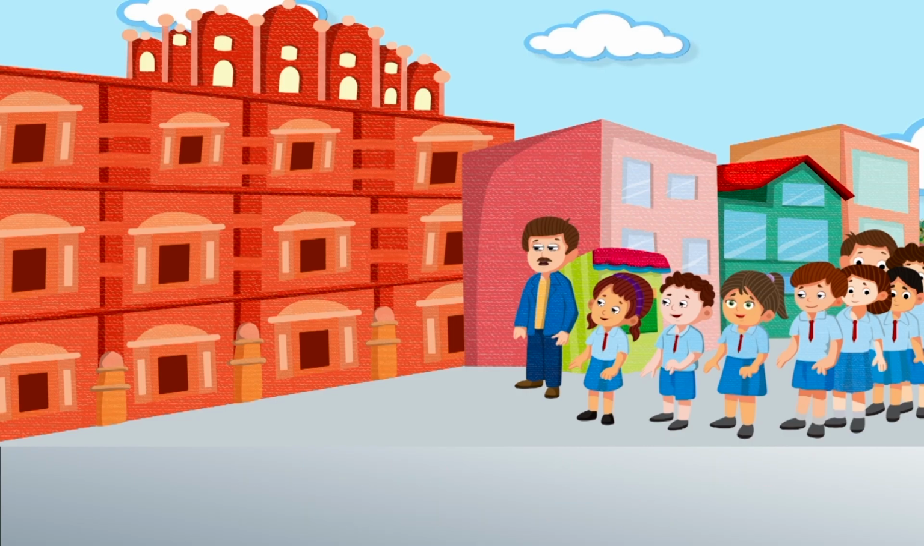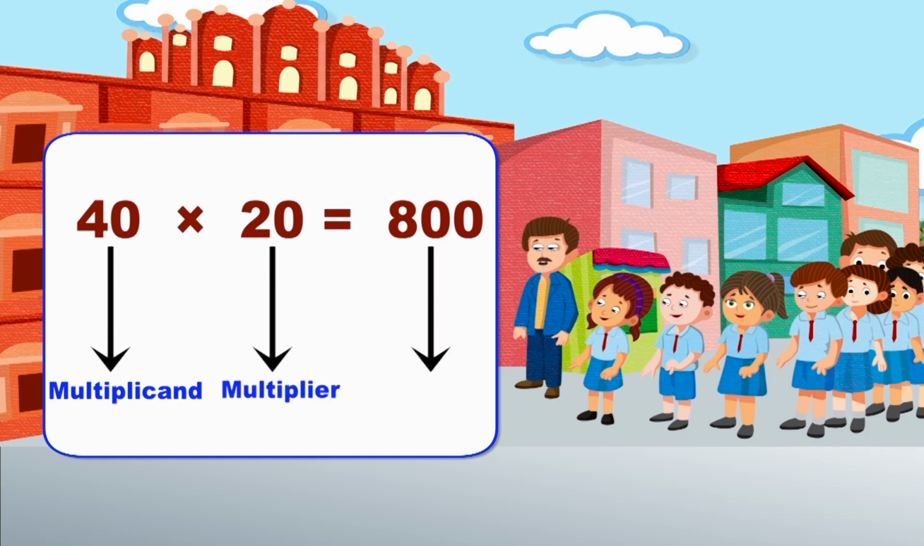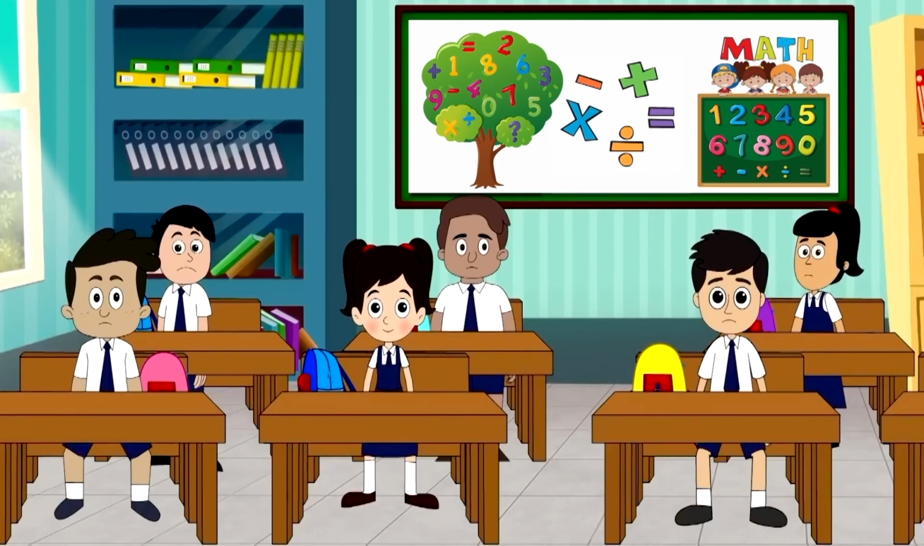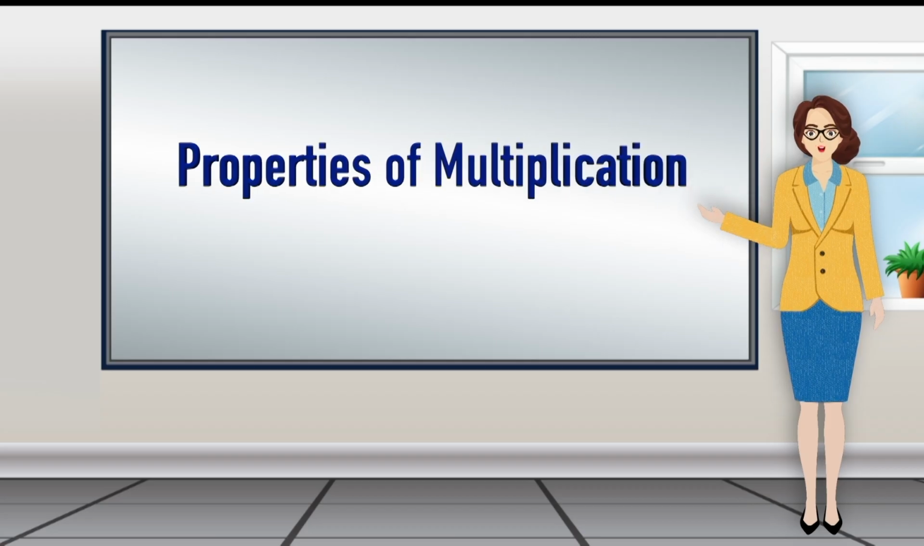Good, Rimi. Do you know? Here the number 40 is multiplicand, the number 20 is the multiplier, and the number 800 is a product. Properties of multiplication. Students, multiplication is the process of calculating the product of 2 or more numbers. Let's learn properties of multiplication.